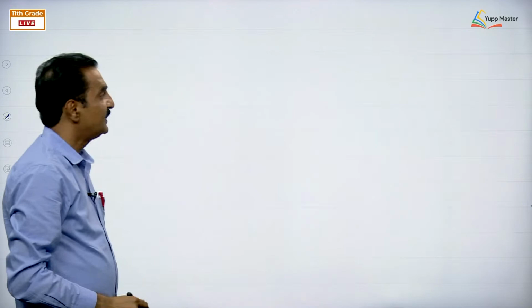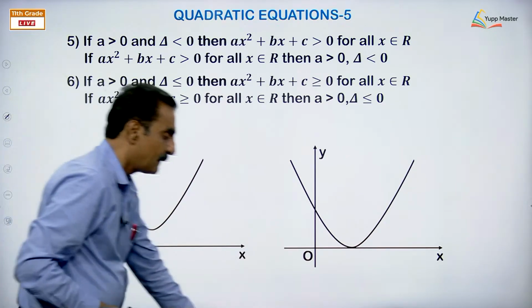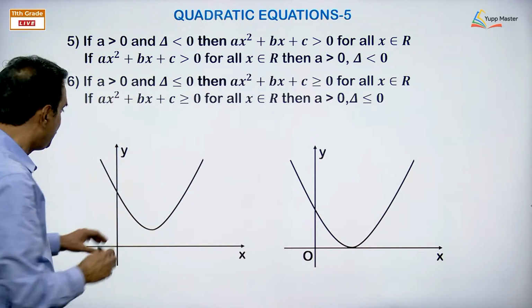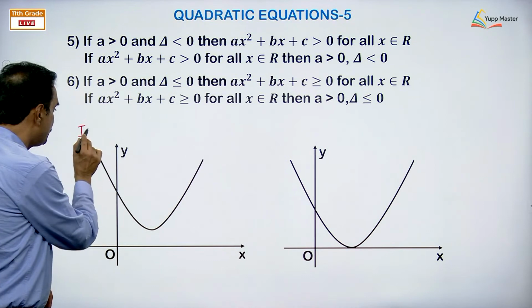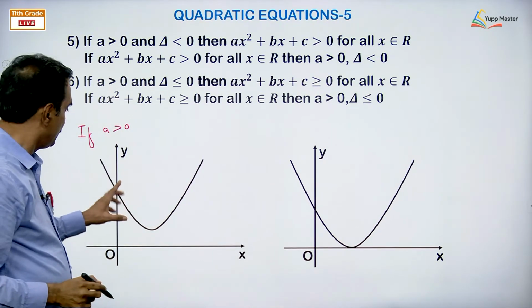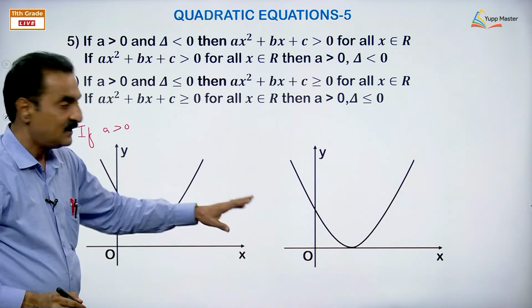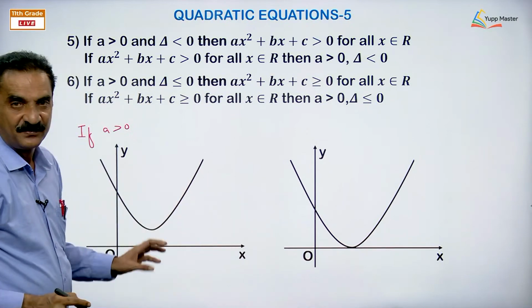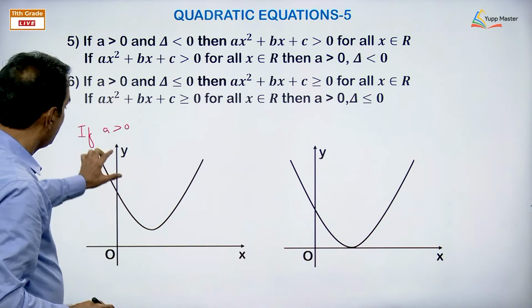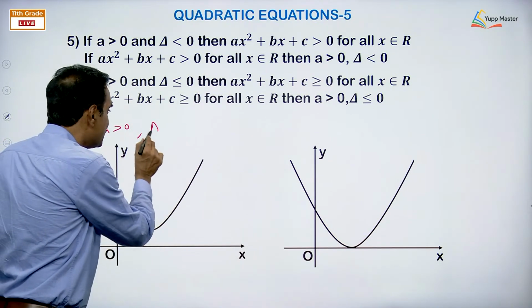Okay. Next points. Again, observe the graphs. If a is greater than 0, the graph will be like this, or it may intersect the x-axis. I am considering these two cases. In these two cases, if you take this case, the graph is completely above the x-axis, which means delta is negative.